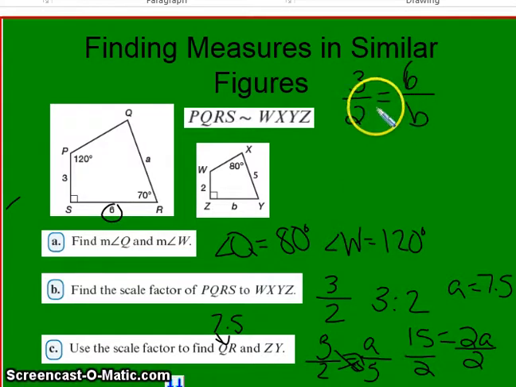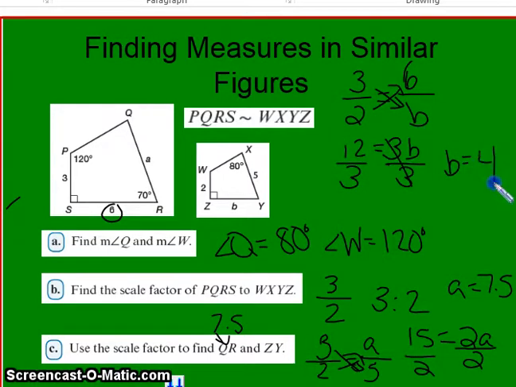Now we have a proportion, and to solve it we will cross multiply. 2 times 6 is 12, and it's equal to 3 times B. To solve for B, since we're multiplying 3 times B, we want to do the opposite and divide. What we do to one side, we have to do to the other, and side B has a measure of 4 units.